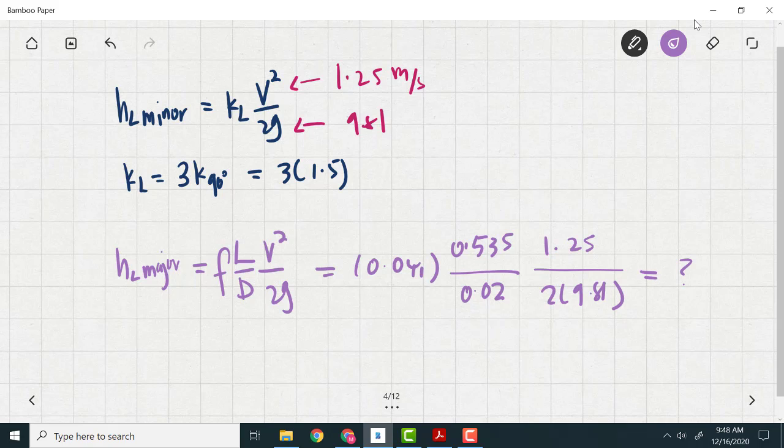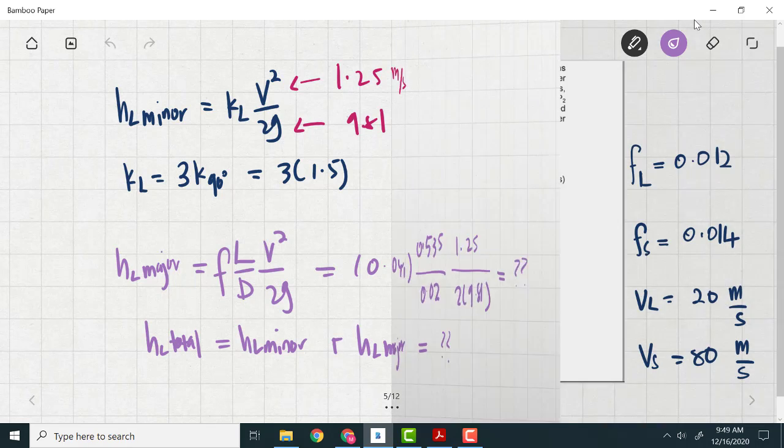Berapa jumlah H major? Dah dapat dua-dua, cari HL total, HL minor plus HL major. Okay, so untuk ni tak payah untuk chapter ni. Alright, so selesaikan. So inilah dia berapa. So that is your second homework lah.